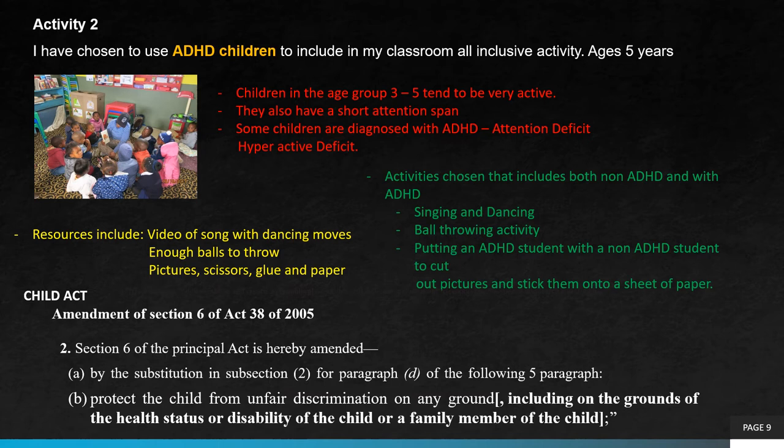But then it also said I have to refer to the Child Act. So I went to look at the Child Act and I looked at the amendment of Section 6 of Act 38 of 2005. And in the Section 6 of the Principal Act, it stated by the substitution of subsection for paragraph D, we have to ensure the protection of child from unfair discrimination on any ground, including on the grounds of health status or disability of the child or a family member of the child. So what is that? I have now ensured that a child with a disability cannot be unfairly discriminated against, so I have followed the instructions clearly of this specific activity too.